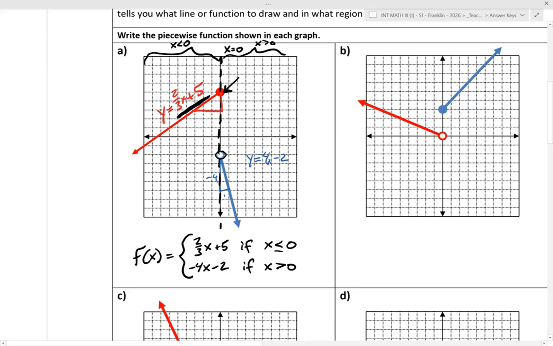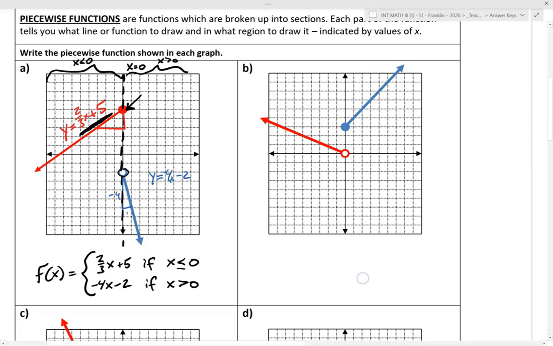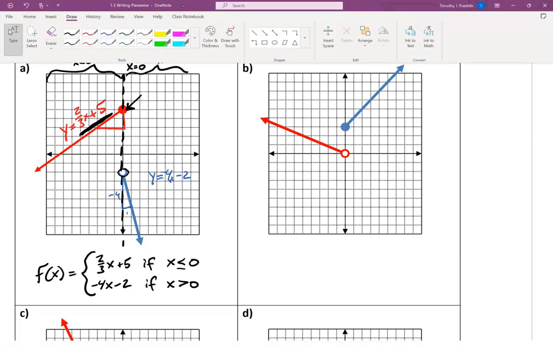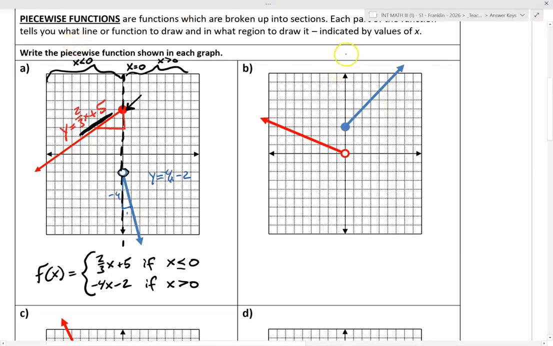All right, so that's the process I'd recommend. Find your transition point, the vertical line where your graph changes, and then just consider each half of the graph, figure out what the linear portion of that is, and then build your piecewise function. Let's look at the second one. Looks like we have the same line there in the middle where x equals 0.